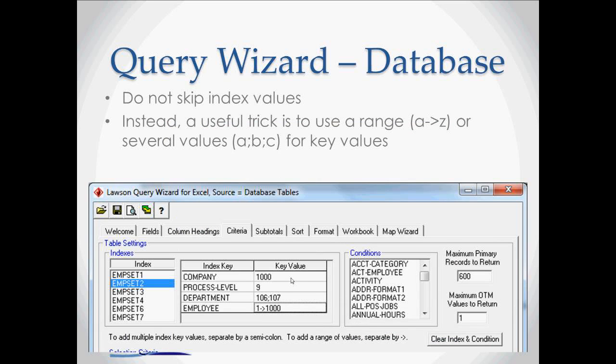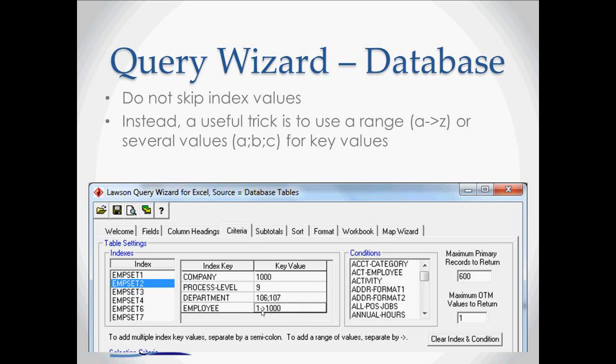But what I can do instead of leaving them blank is put a range there or a set of values. So if you notice for department, I have 106 semicolon 107. So that says both of those departments. And then the last trick is you can actually set a range by using a dash greater than. And so in this example, 1 dash greater than 1,000 means every employee that's numbered between 1 and 1,000 is included.